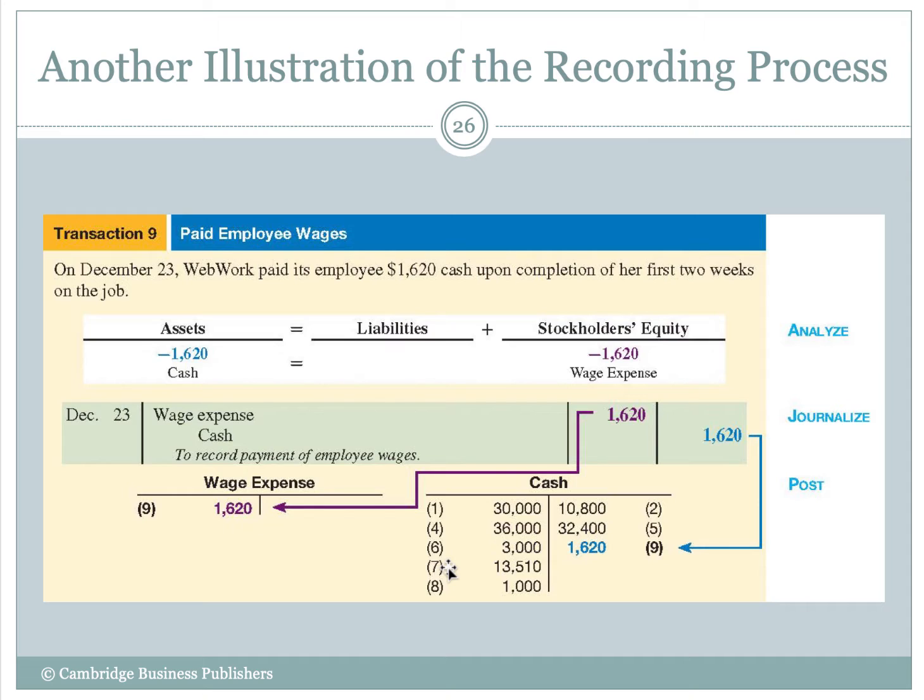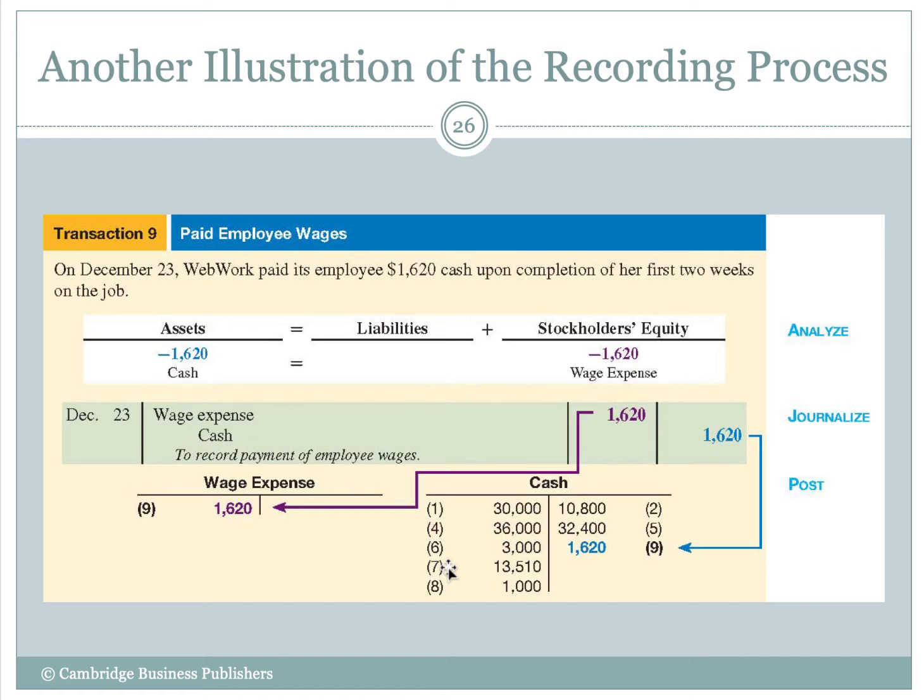Well, cash is going to decrease, right? Stockholders' equity is also decreasing. Well, that's an expense, right? It's a wage expense, but remember, expenses decrease stockholders' equity, okay? So I analyzed everything, right? I know my cash goes down. I know my stockholders' equity decreases, specifically because we have a wage expense, right? That's the account that's hit within that stockholders' equity.